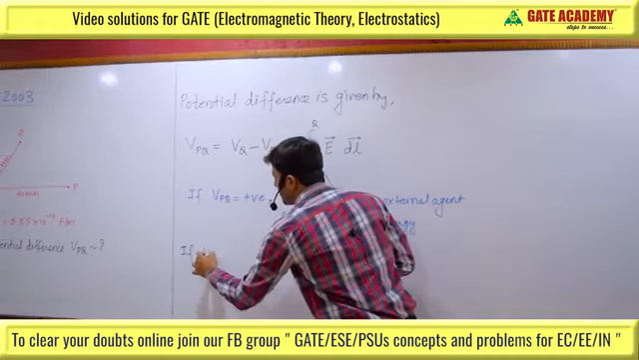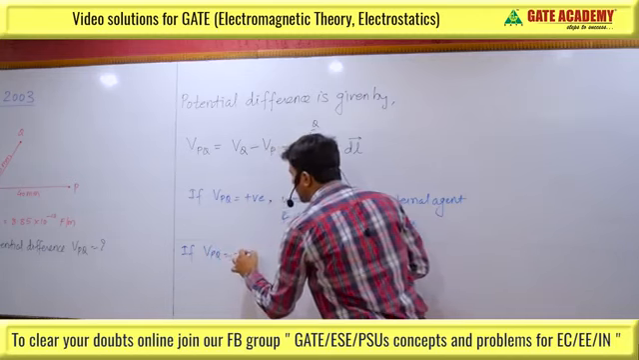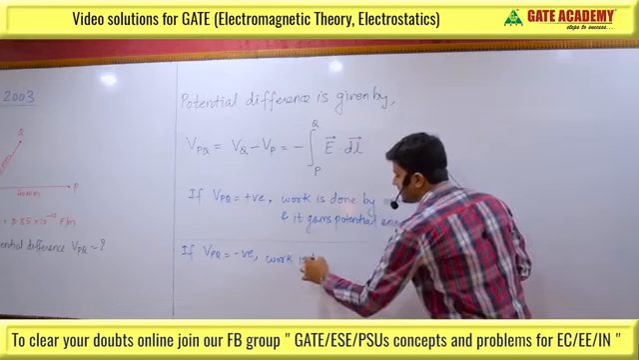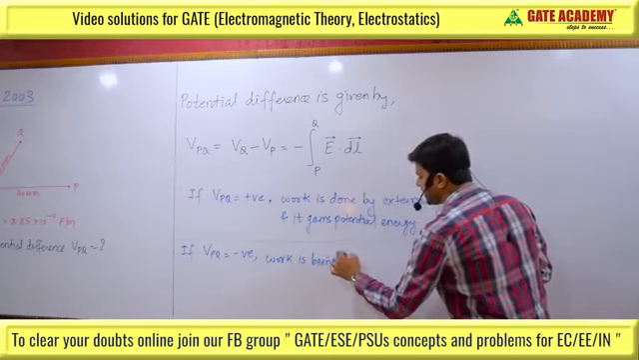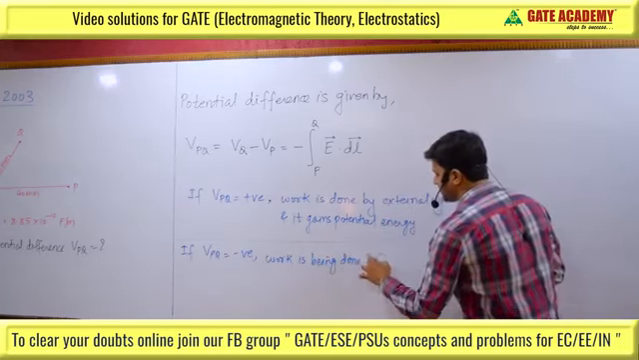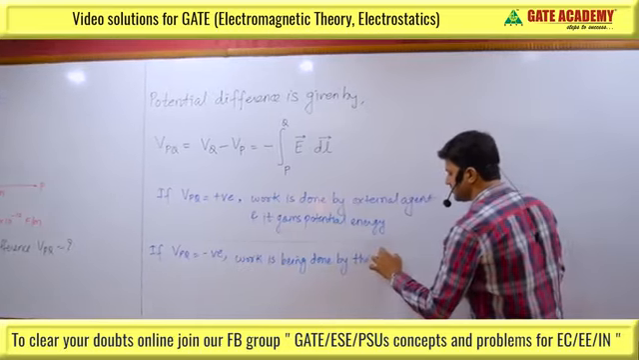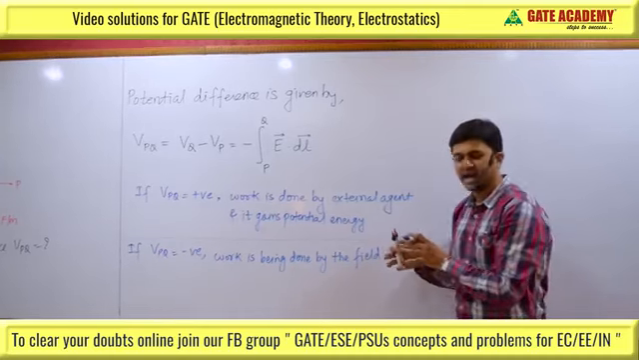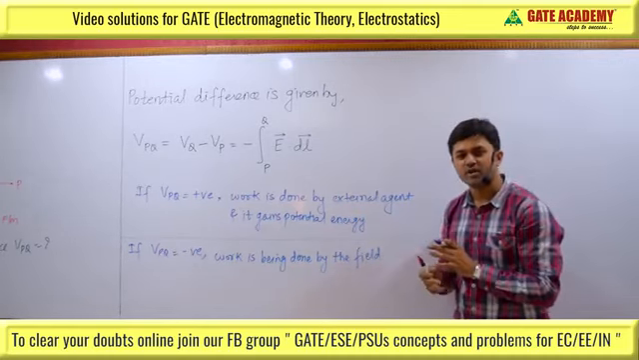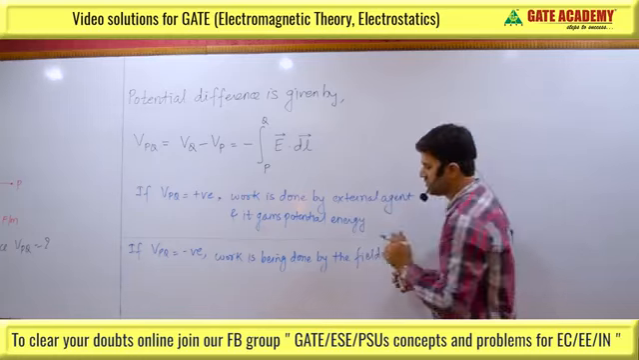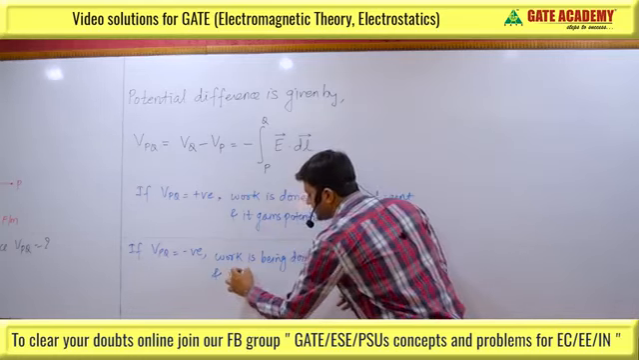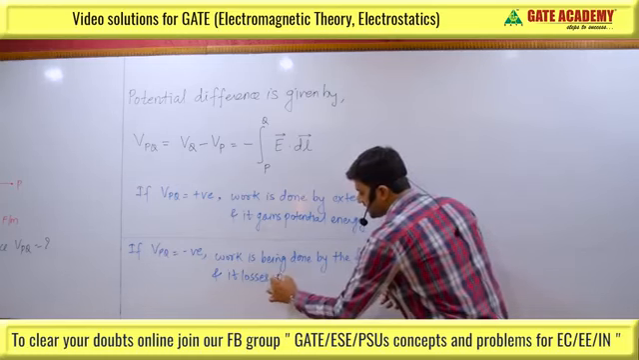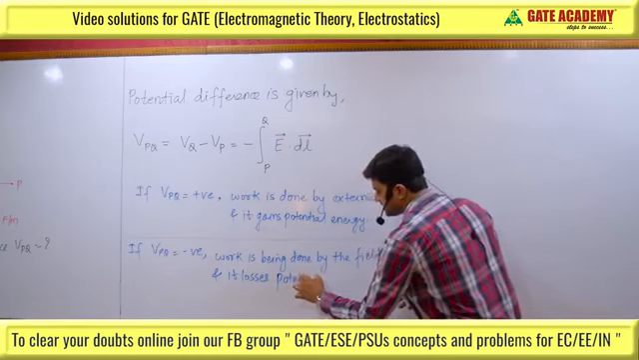If VPQ is negative, then work is being done by the field in which the charge is placed and it is moving from P to Q, and it loses potential energy.